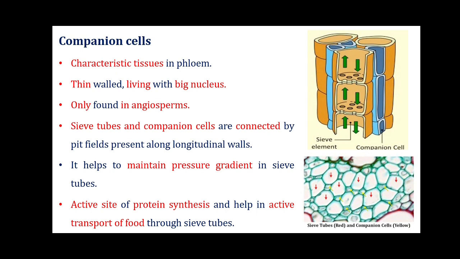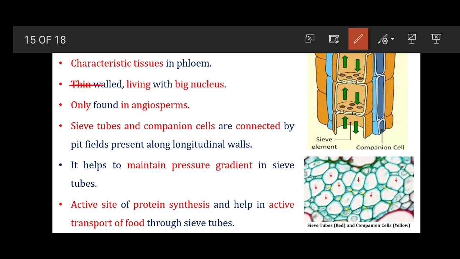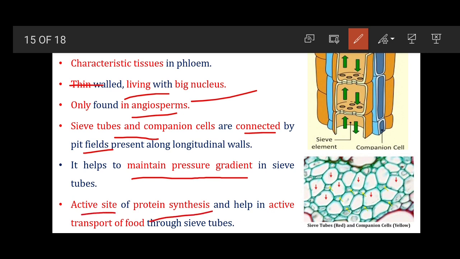Now let's talk about the companion cell. They are the characteristic tissues of the phloem. They are thin walled, living and have a big nucleus. Only found in the angiosperms, so they are characteristic features of angiosperms. Sieve tubes and companion cells are connected by pit fields. They maintain the pressure gradient in the sieve tubes, and their active site of protein synthesis helps in active transport of food through the sieve tubes. You can see the arrangement of companion cell in relation to the sieve elements. Here the yellow arrow indicates the companion cell.